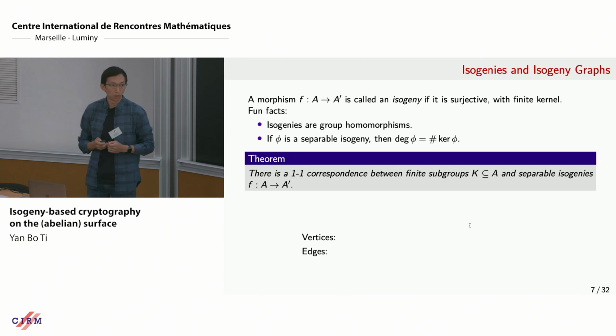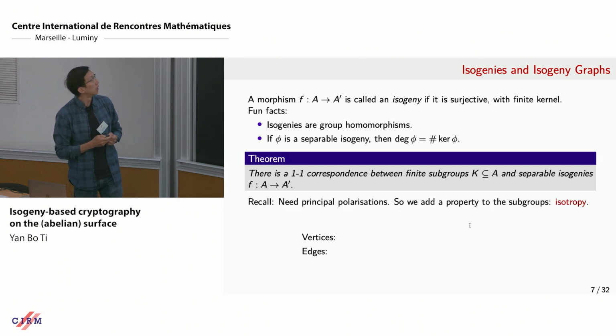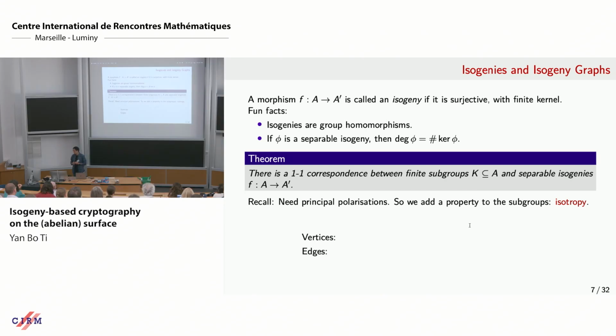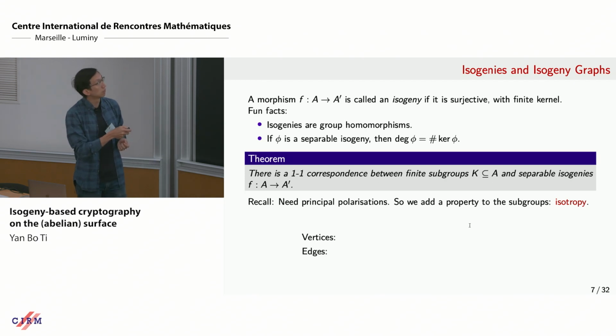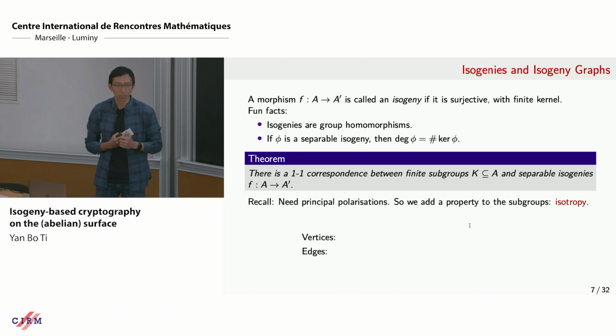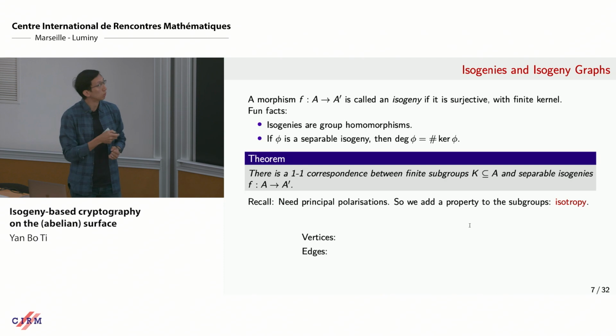Okay, so this all lends itself very well to cryptography so far. But recall that we actually want to keep track of principal polarizations. So you will see over here that there's a one-to-one correspondence between finite subgroups and separable isogenies, but it makes no mention of what happens to polarizations. If you want to consider polarizations, you need to take into consideration isotropy, which is just some pairing computation that you need to do. So it's very nice and easy to do. This isotropic condition is actually on the subgroups, and you just need to consider them.